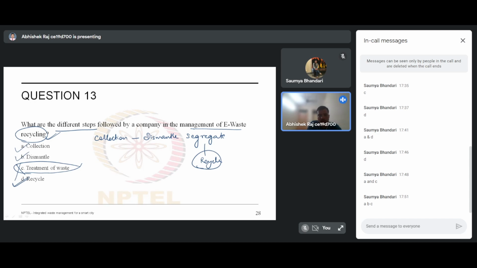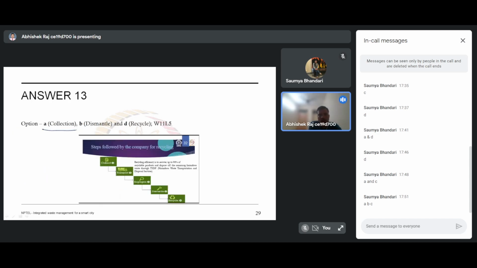So A, B, and D are correct. Option A, collection. Option B, dismantling. Option D, recycling. You can refer to the last lecture of this week. Firstly, we'll collect. After collecting, we'll transport. Then we will segregate the different components. Then we can do dismantling, and finally we will move on to recycling. So we have a total of 5 steps that are used in recycling by the companies.